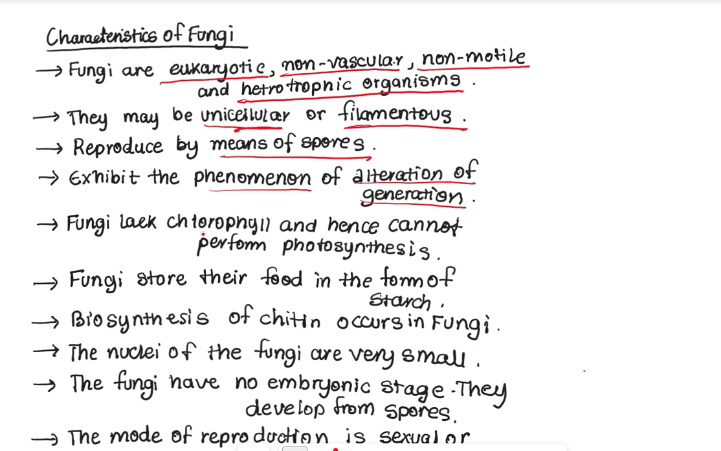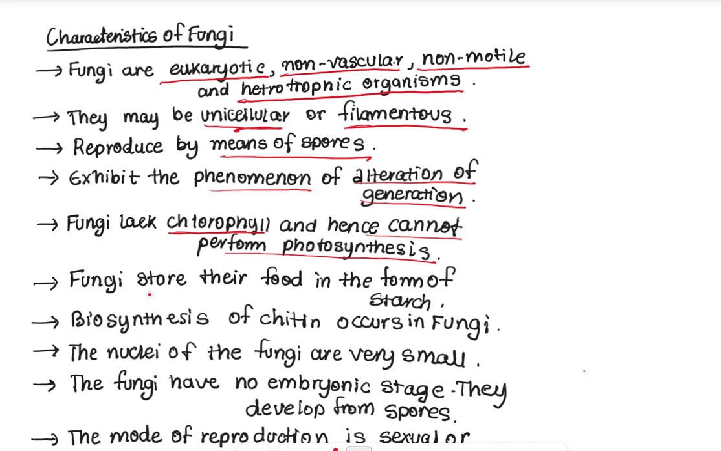Next, fungi lack chlorophyll and hence they cannot perform photosynthesis. We know that chlorophyll is the green pigment that is used to make food by the plants. And since fungi do not have chlorophyll, they cannot prepare food using sunlight. That is why fungi depend on dead matter or the host for their food.